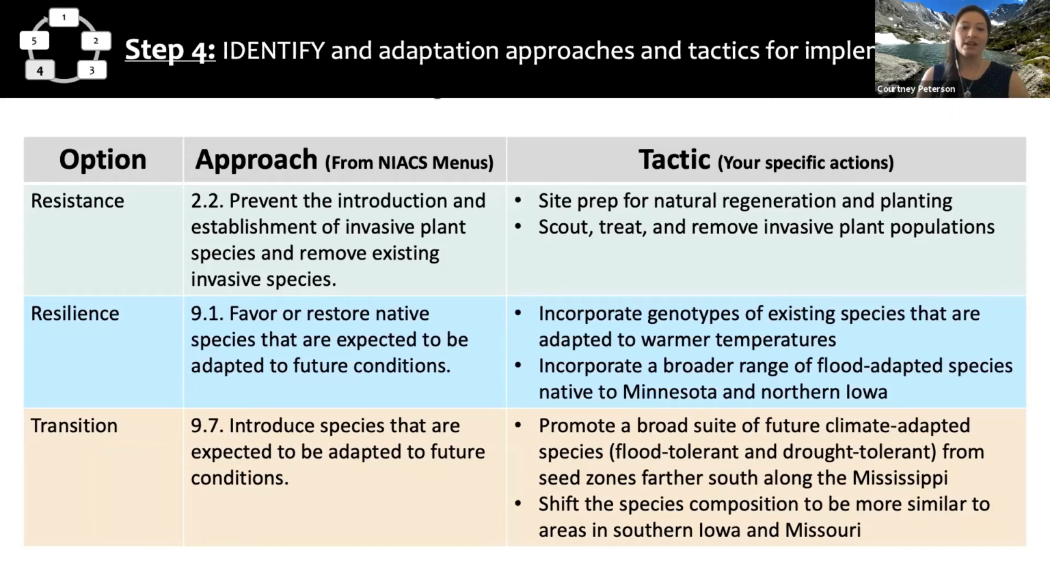What the Crosby Farm folks started thinking about was to promote a broad suite of future climate adaptive species that are flood tolerant and drought tolerant, but that might be from seed zones farther south along the Mississippi River. They want to shift the species composition in these transition treatments to be more similar to areas in southern Iowa and potentially Missouri.